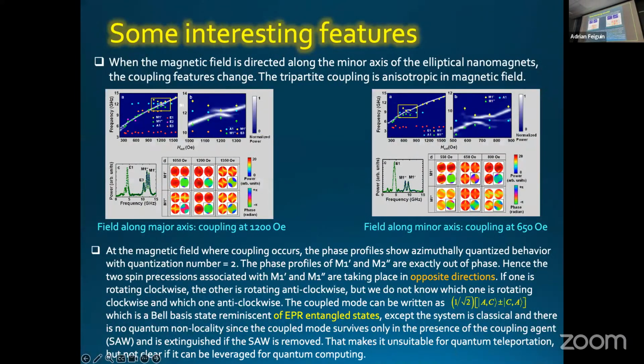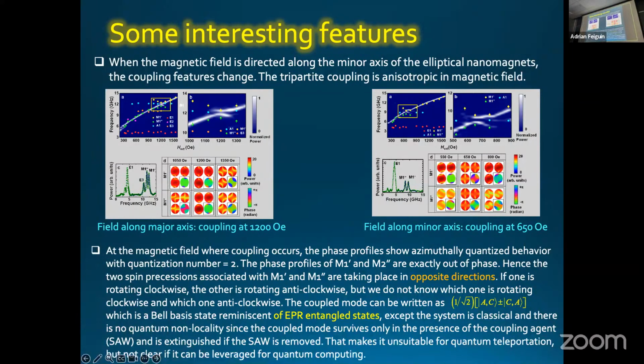Okay, now some interesting features. Directional dependence. This is SAW propagating along... Oh, this is actually not SAW. I'm sorry. This is the magnetic field along the major axis of the magnet. This is the magnetic field along the minor axis. There's also directional dependence on the SAW, but let's look at the directional dependence of the magnetic field that we have.